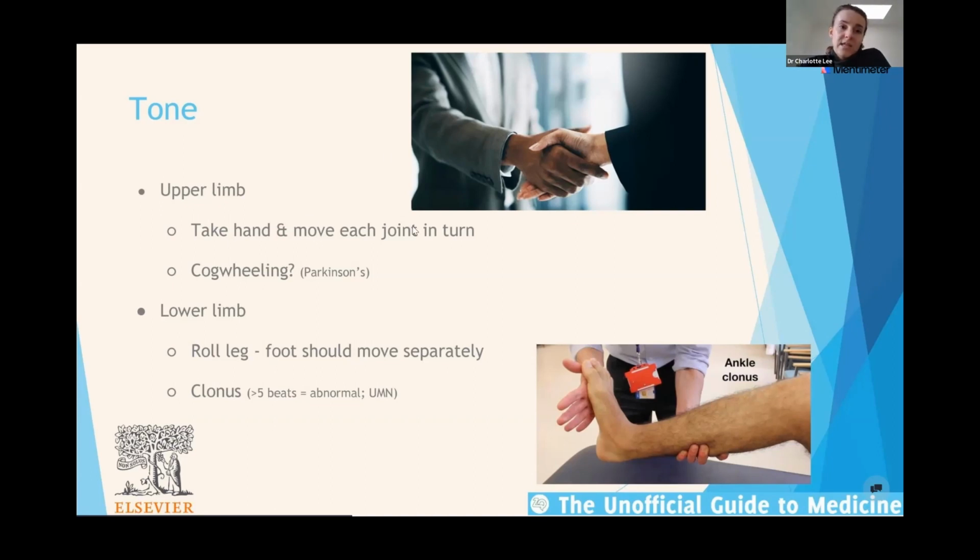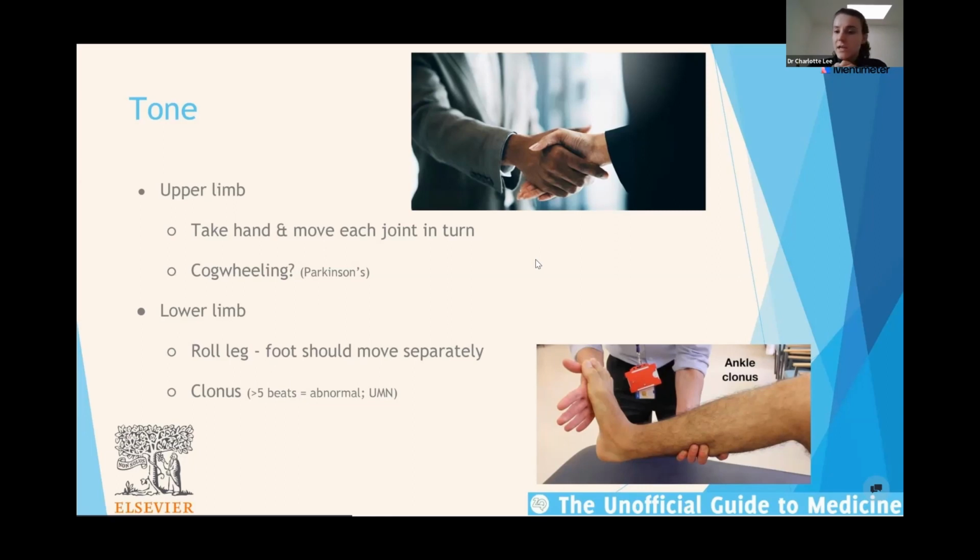Whilst you're testing their tone, increased tone will suggest an upper motor neuron lesion. Reduced tone will suggest a lower motor neuron lesion. And cogwheeling, as you're moving the wrist and the joints, the sort of on and off, is a key sign in Parkinson's. Whereas you might have heard of things like clasp knife or lead pipe rigidity. These are more in upper motor neuron lesions.